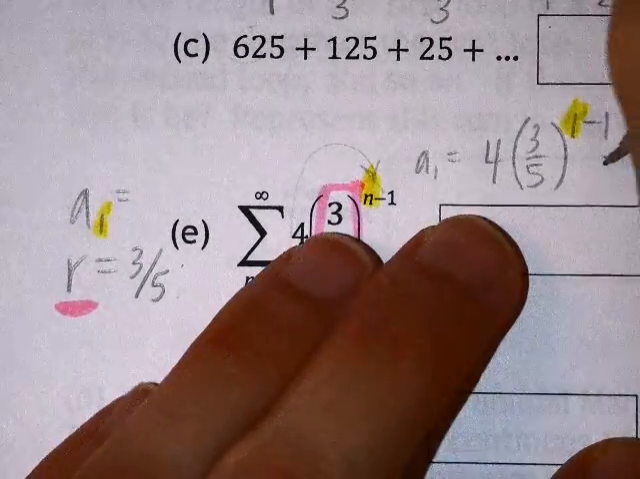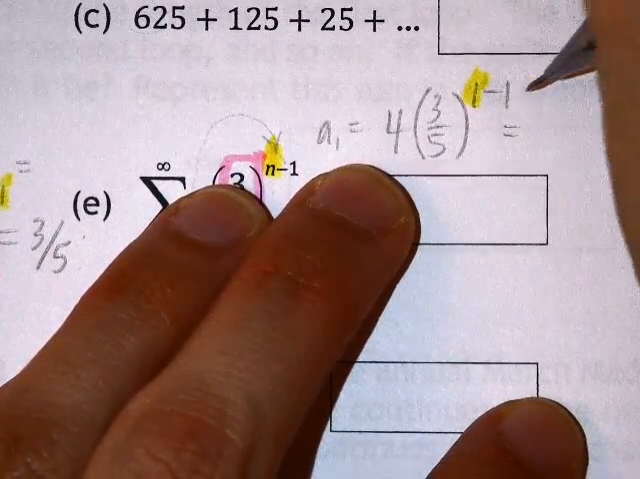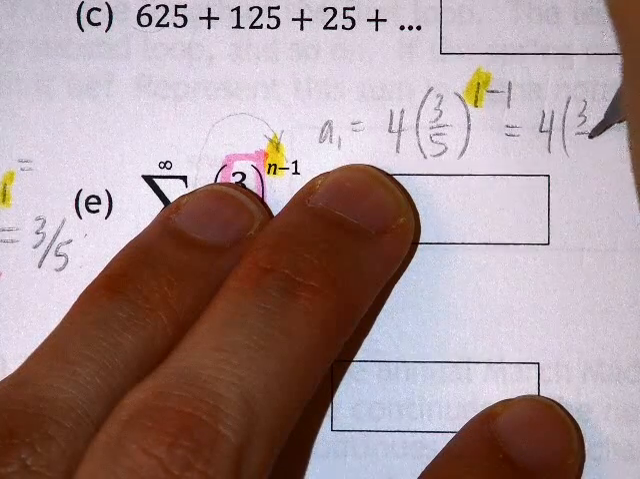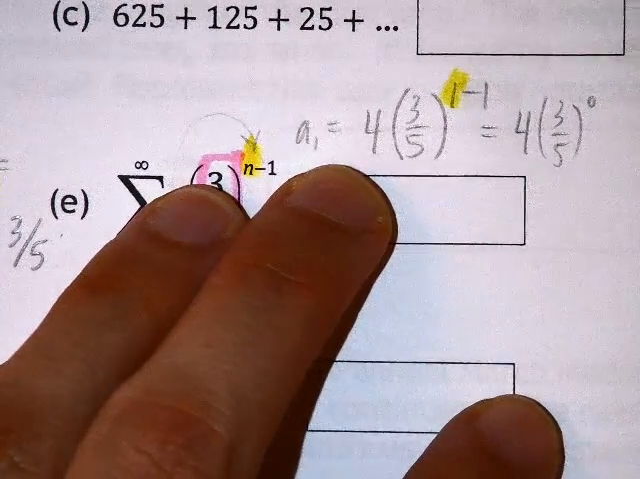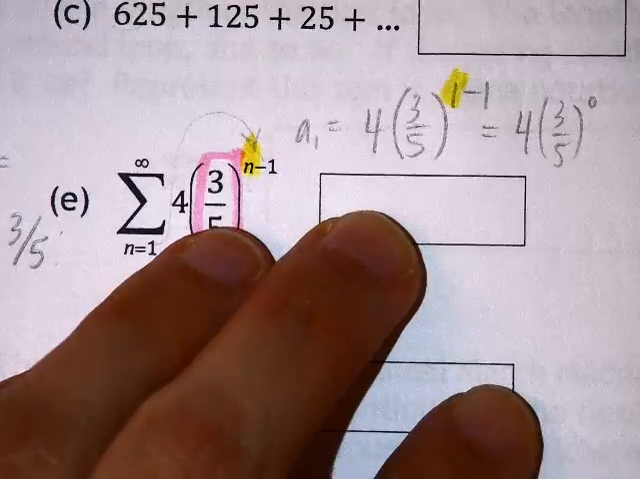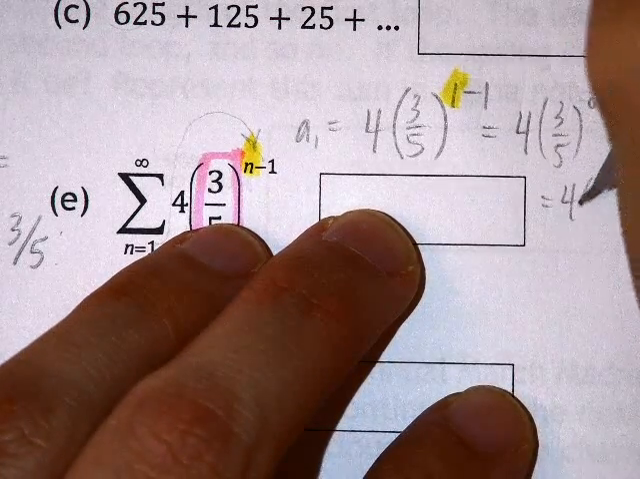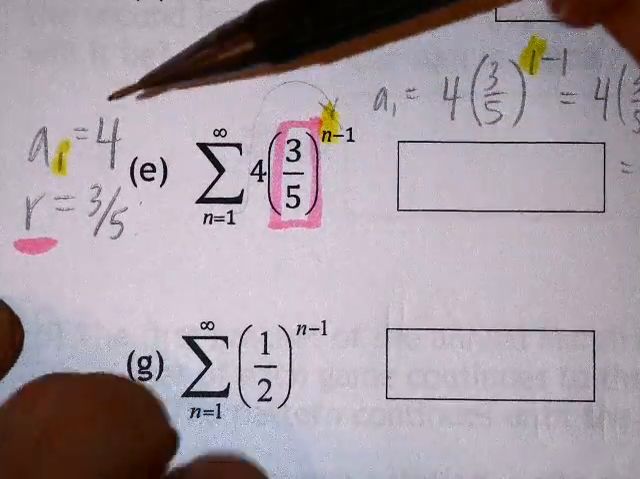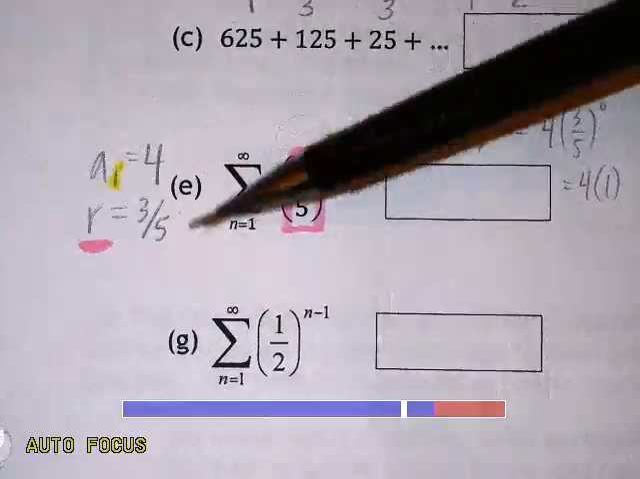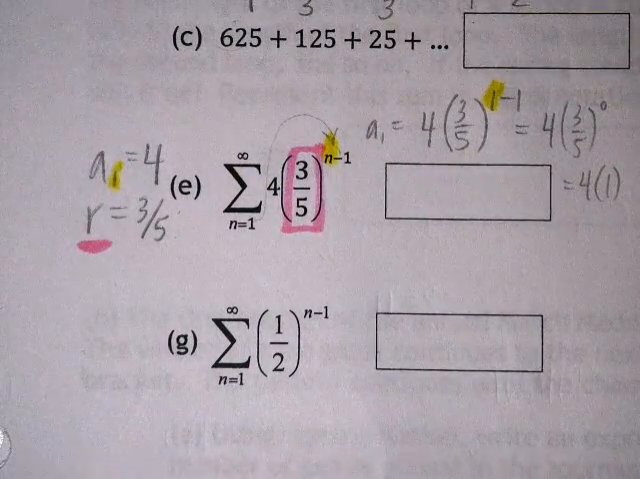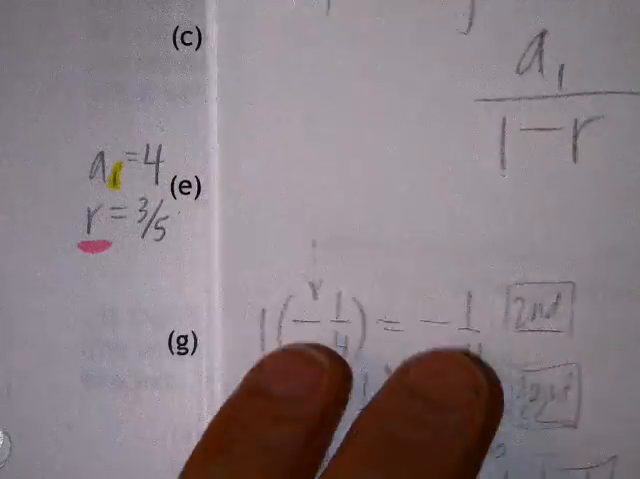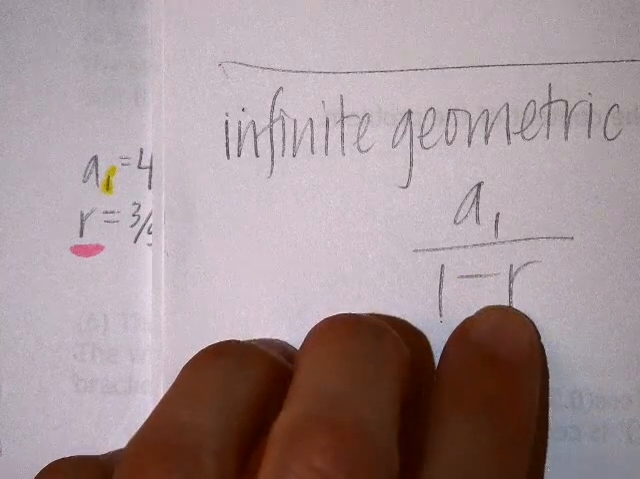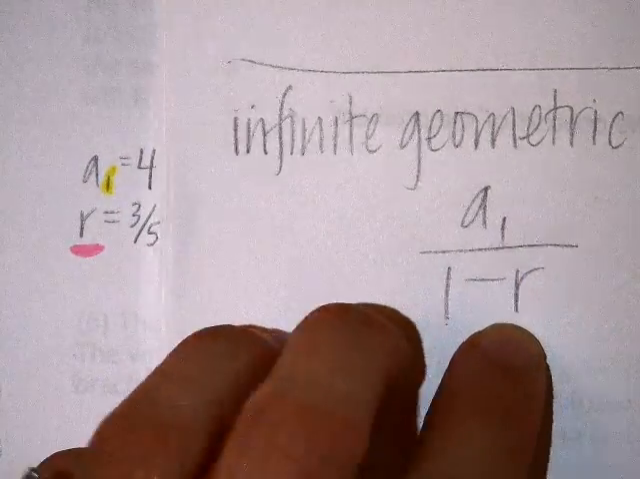So if I do this, and again, this is just my little side work here, 1 minus 1 is 0. So 4 times 3/5 to the power of 0. Well, anything to the power of 0 is just 1. This is really just 4 times 1, and 4 times 1 is 4. So that leads me to conclude that the first term of this series must be 4. Now that's not my answer, that's just giving me the necessary info so that I can use my infinite formula, my a sub 1 over 1 minus r formula.